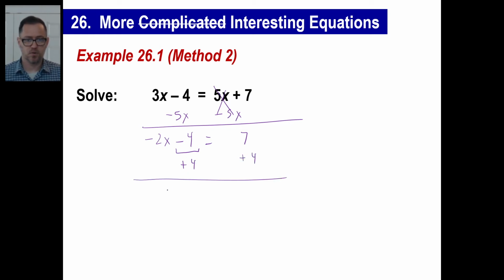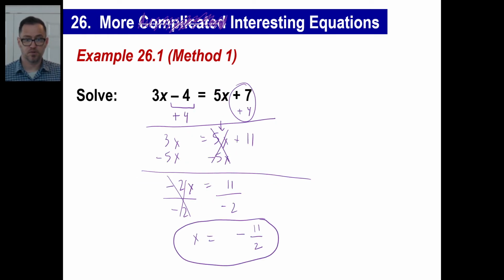Now I have my new equation: -2x is equal to 7 plus 4. And, of course, you recognize the rest of this. We get exactly the same thing: -2x equals 11, as we did right here.